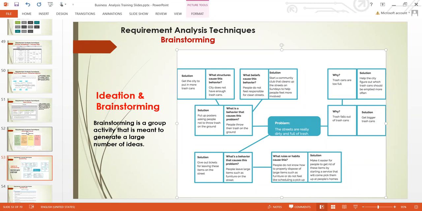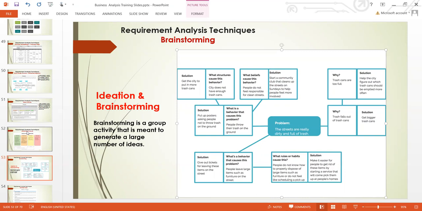Trash cans are too full. Help the city figure out which trash can should be emptied more often. So this is, you can see here, we have different solutions, different ideas. This is an outcome of brainstorming. So now you have different ideas and different solutions.